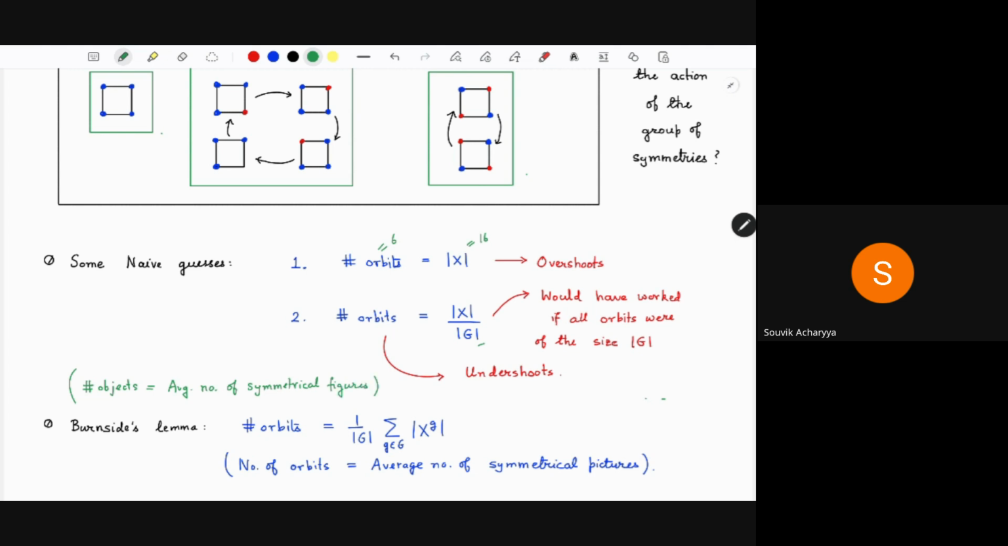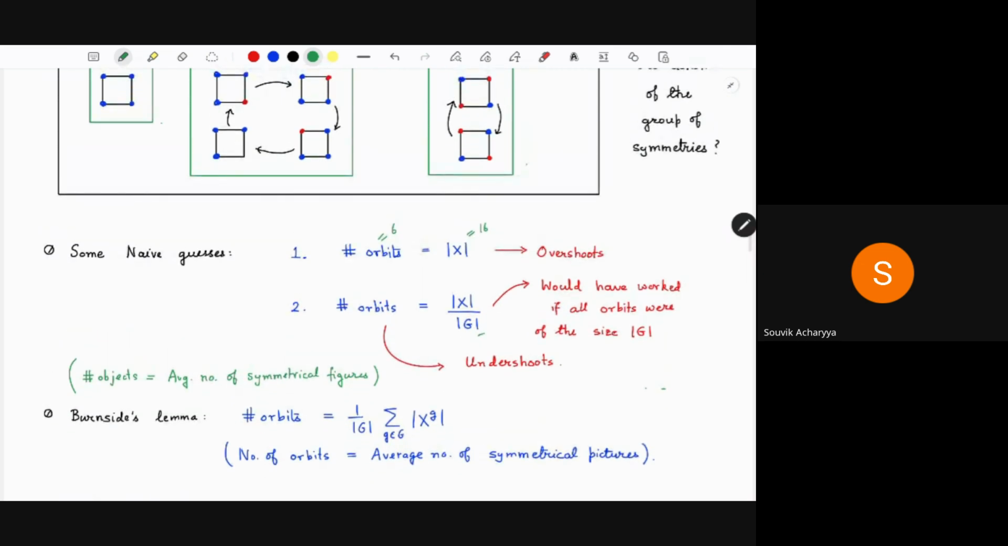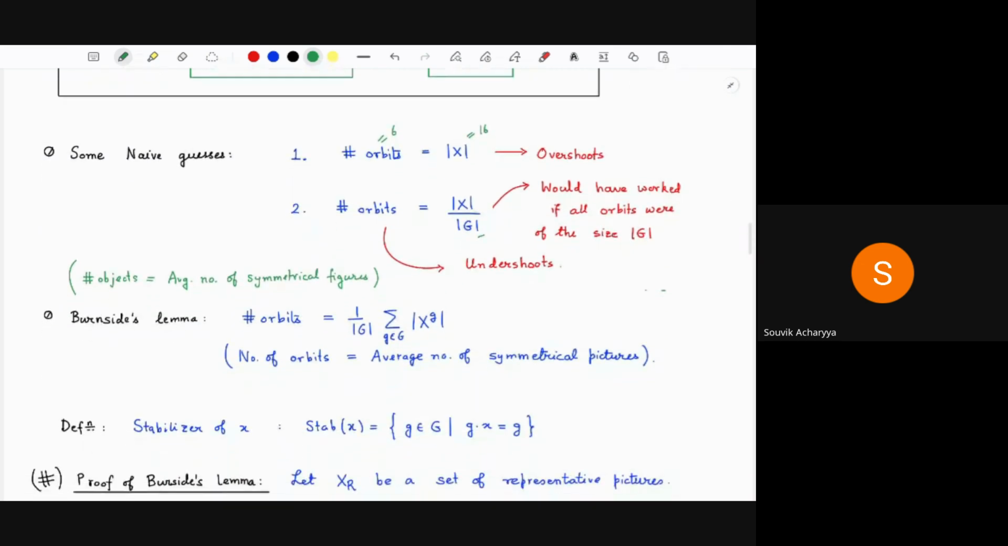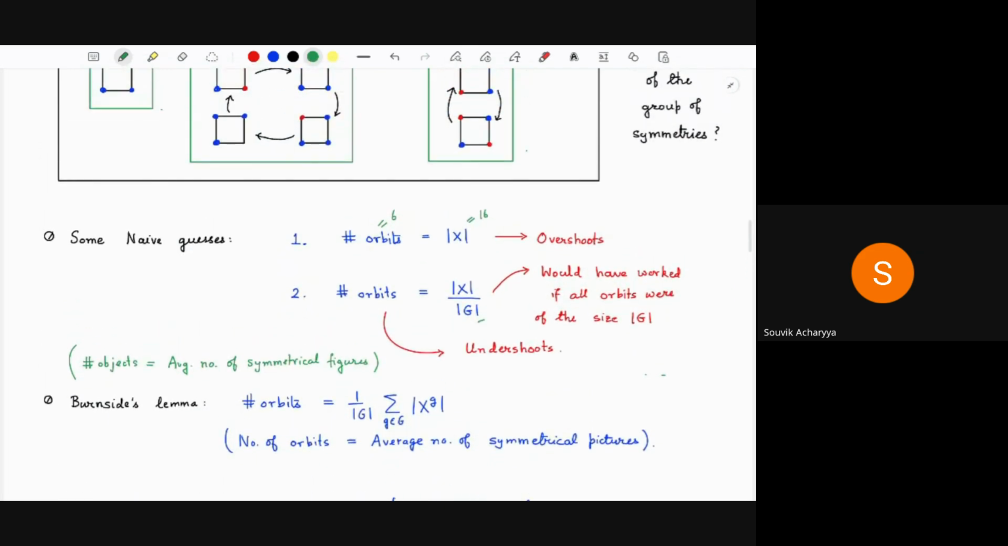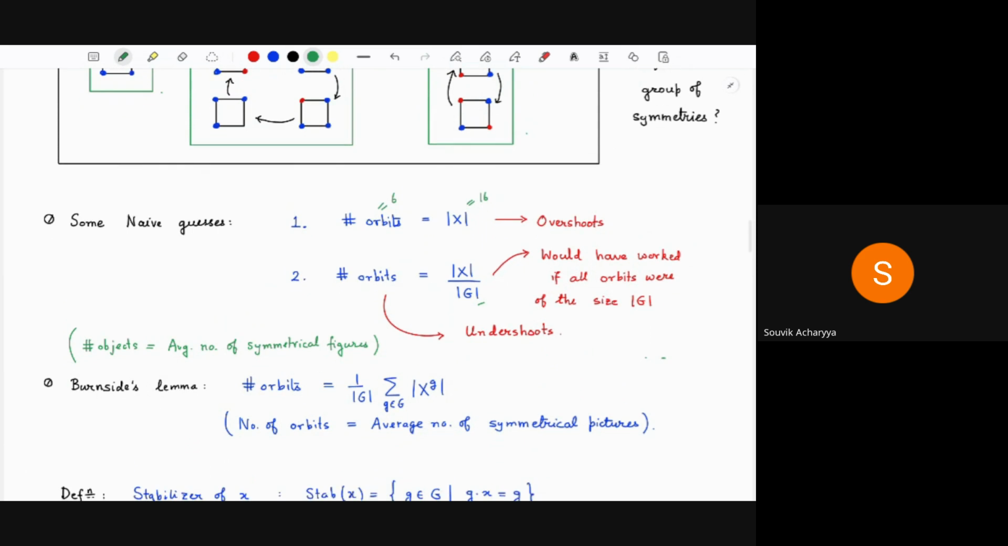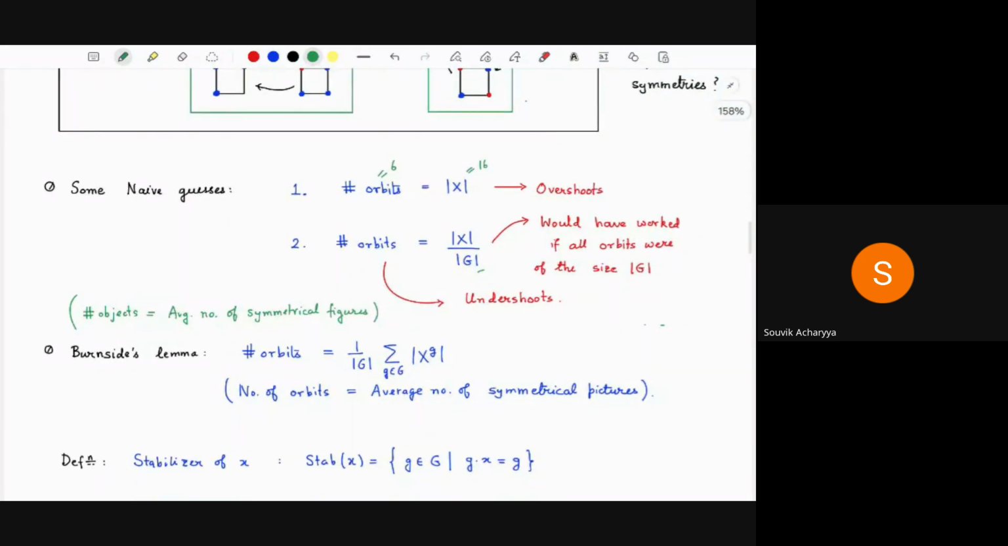Okay, and this is Burnside's lemma. Well, now we wish to prove Burnside's lemma, and to do that we make us another small definition. We talked about orbits, and now we define something called a stabilizer. A stabilizer is sort of the dual concept for this guy.